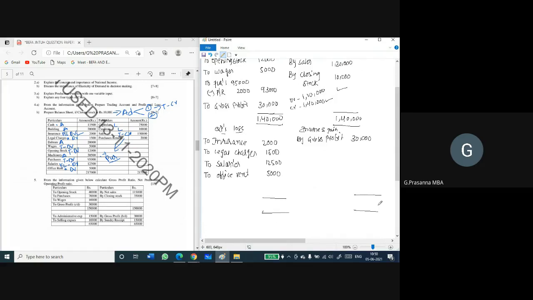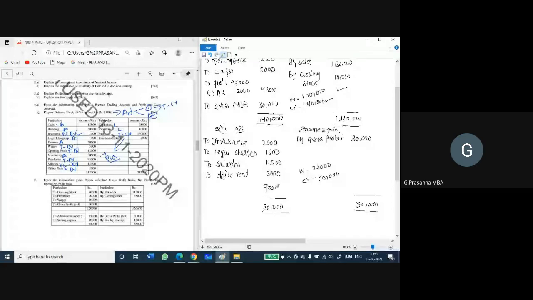2,000 plus 1,500 plus 12,500 plus 5,000. So debit side total is 21,000 and credit side total is 30,000, more, because no other entry is there. So here you can see credit total is more. So the highest total I'm writing in the equal column, 30,000 on the debit side and 30,000 on the credit side. Now 30,000 minus 21,000, we get 9,000.